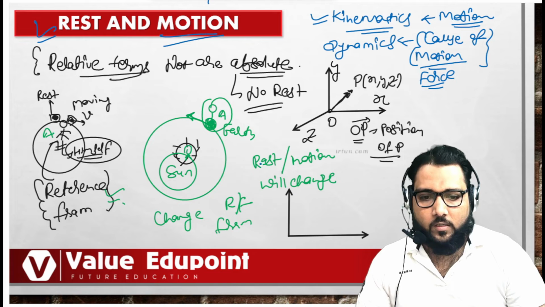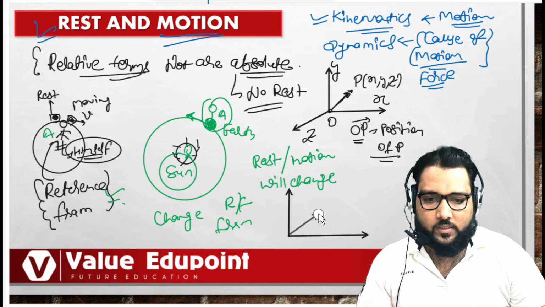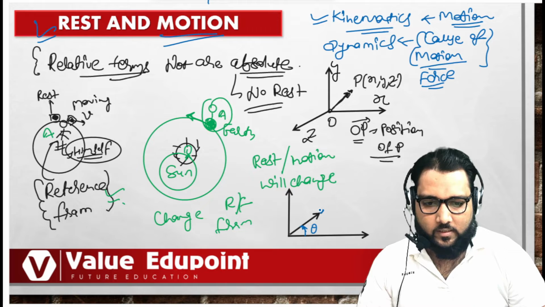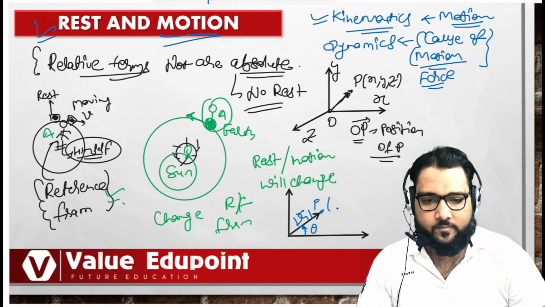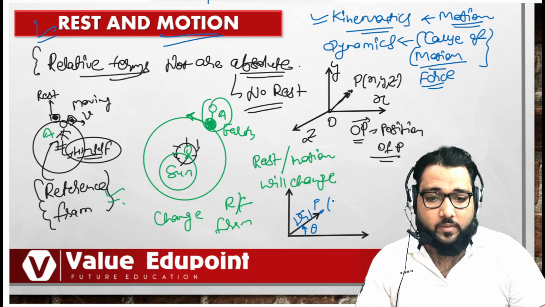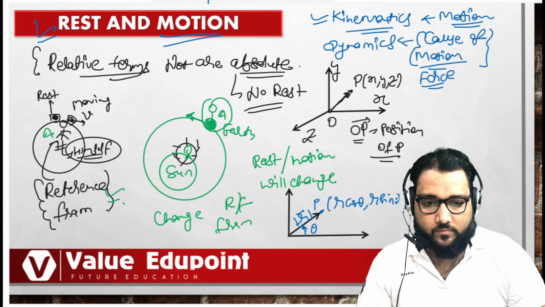Okay. So suppose that one point is here, and the angle from this axis is theta. This is the point P, and the magnitude of this vector is capital R. So the coordinates of this point come out to be R cos theta and R sin theta.